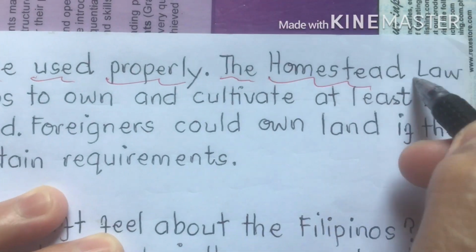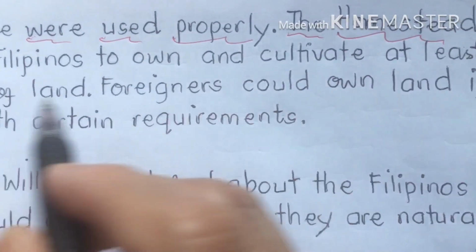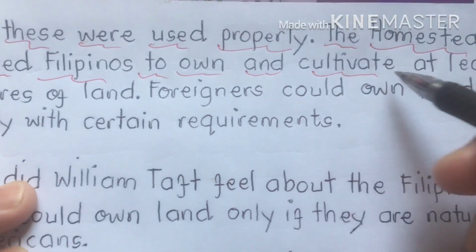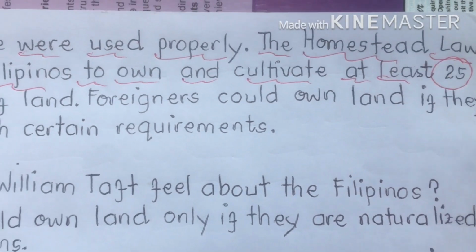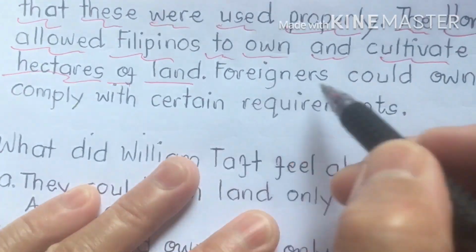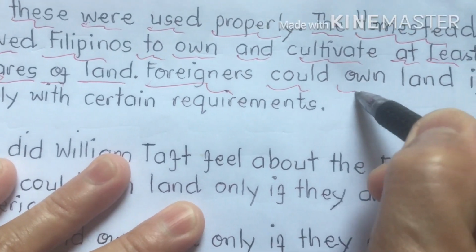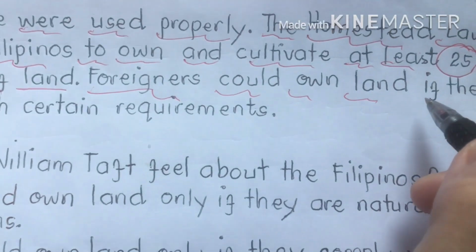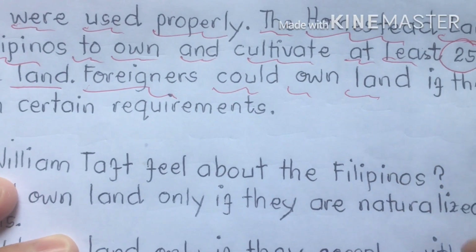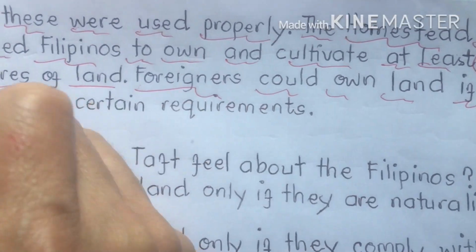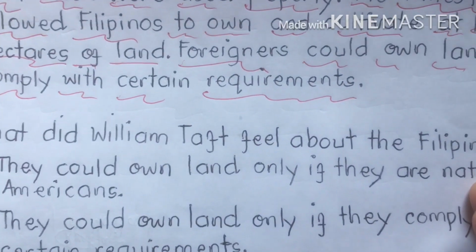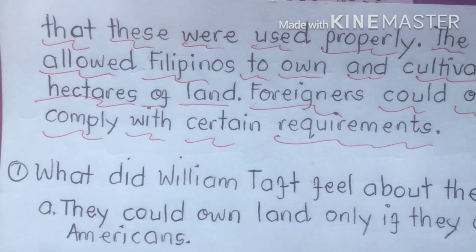The Homestead Law, this is a kind of law, allowed Filipinos, for us guys, to own and cultivate at least 25 hectares of land. That is good for us. Foreigners could also own land, remember guys, according to William Howard Taft and our government, but only if they comply with certain requirements. That means these requirements are also required of foreigners.